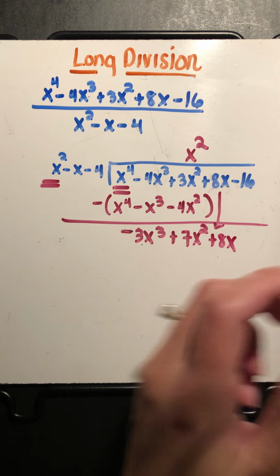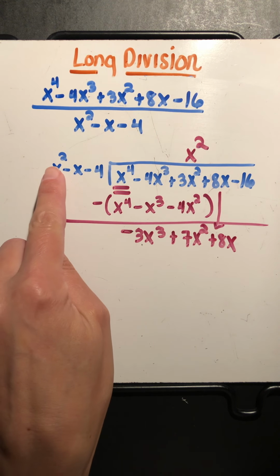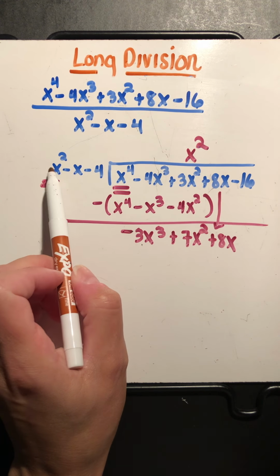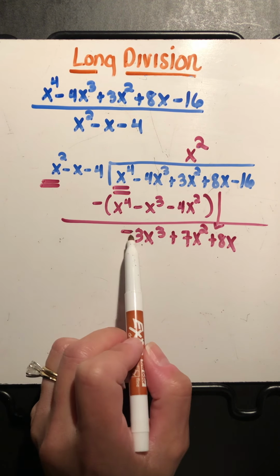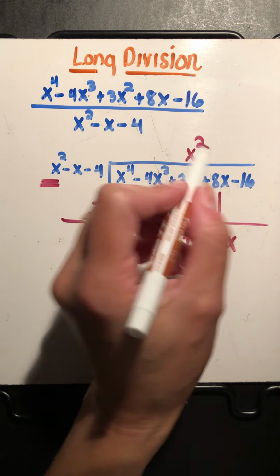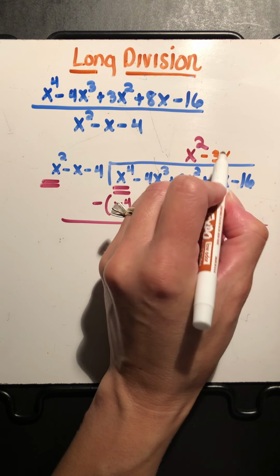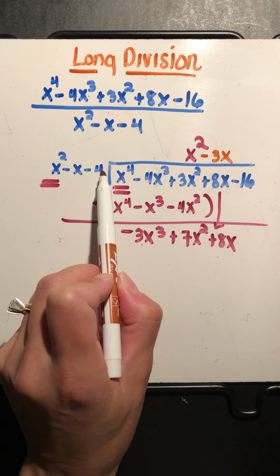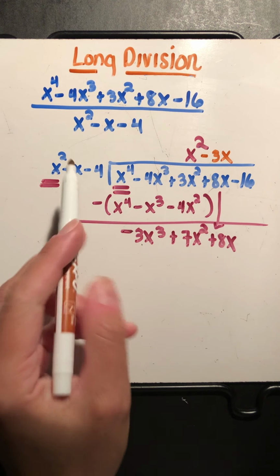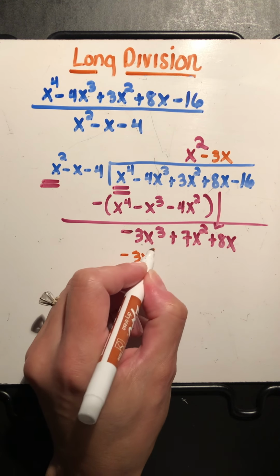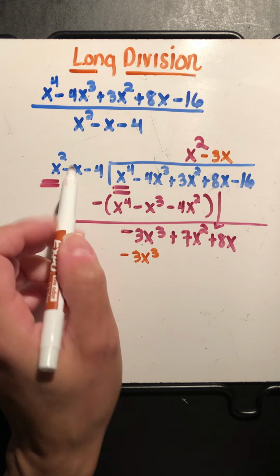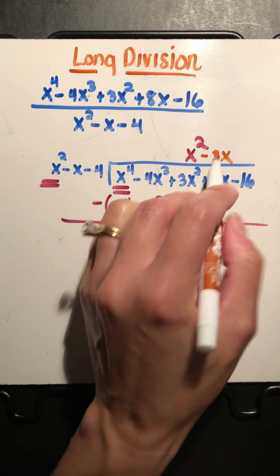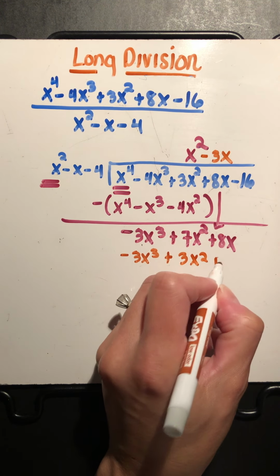Now you're asking yourself, how many times does x squared go into negative 3x cubed? Or you can say x squared times what gives me negative 3x cubed? And the answer to that is negative 3x. So I'm going to take negative 3x and multiply that by each term in the divisor. Negative 3x times x squared is negative 3x cubed. Negative 3x times negative x is positive 3x squared. Negative 3x times negative 4 is plus 12x.